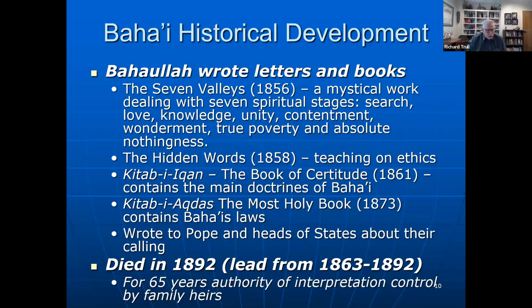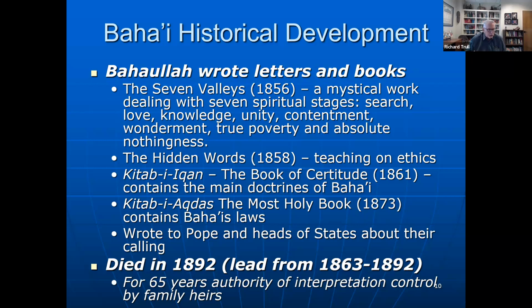What makes him particularly significant in the Baha'i faith is that he would write a number of books, and he was very influential. He wrote letters to heads of state and the Pope, and he became very famous in his time period. One of the main works, The Seven Valleys, is a mystical work dealing with 7 spiritual stages: the stage of search, love, knowledge, unity, contentment, wonderment, true poverty, and absolute nothingness. And some of these will come into play in the overall doctrines and teachings that modern Baha'i follow today.